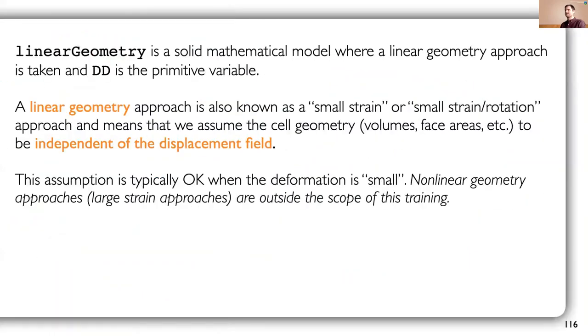In short, here we're using the linear geometry solid model, and that takes DD as its primitive variable. And the linear geometry approach is also known as a small strain or a small strain rotation approach. So it's assuming that the cell geometries, i.e. the faces and the cell areas, are independent of the displacement here. It's assuming that the displacement is so small that it doesn't change volume or areas. So this is a pretty standard assumption in stress analysis. In the same way, let's say that incompressible CFD is the standard for CFD, small strain or linear geometry is the standard for stress analysis. So there are some special cases like metal forming where that's not okay, and you need to update the volumes and areas.